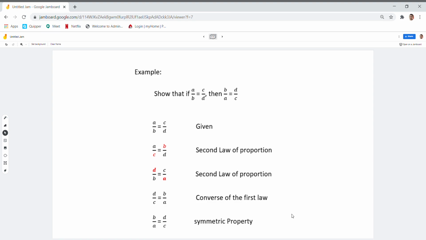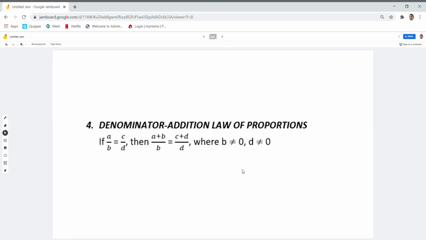Using the symmetric property, you were able to show that A is to B as C is to D, then B is to A as D is to C. Just a little proof that our law is true.